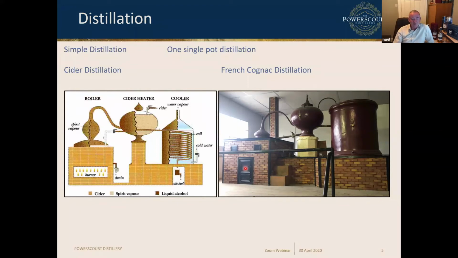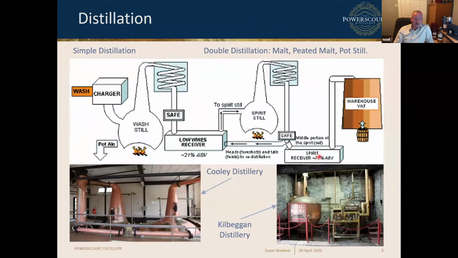So when we go up to double distillation, this gets a little bit more complicated because now we have two stills, and we have a schematic again at the top which shows you the basic operation of a double distillation, malt, peated malt, and even pot still. So we start with a wash charger where the beer comes from the fermentation, and this charger can either be preheated in some cases, and in our case in particular, the pot ale that's been discharged from the wash still is heating the wash as it enters into the still, and this just saves energy.